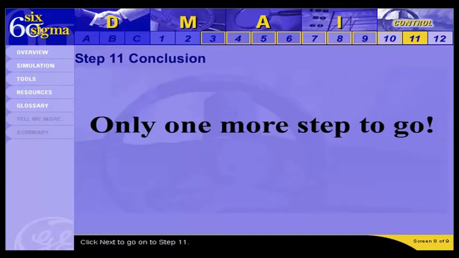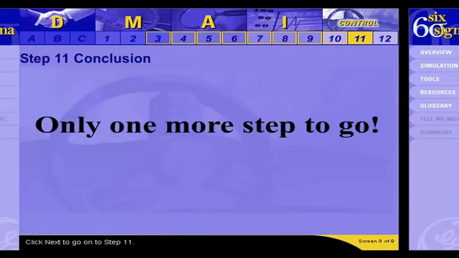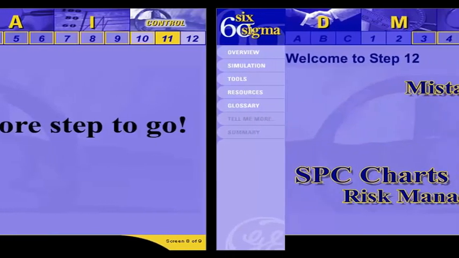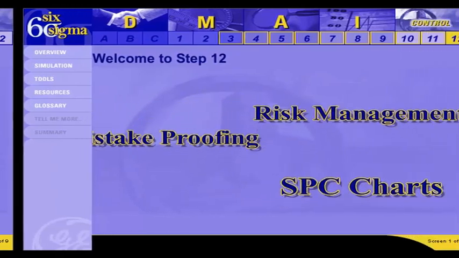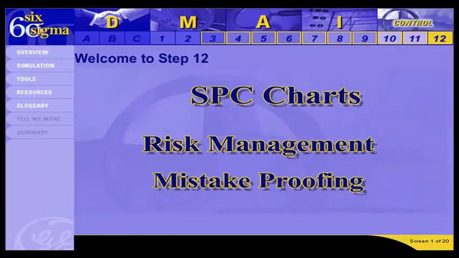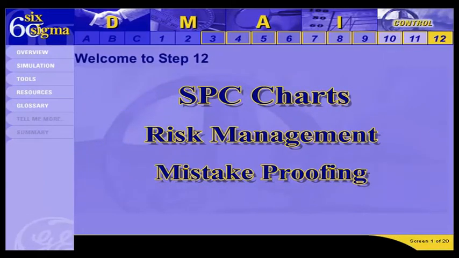We've reached the end of Step 11 and you're almost at the end of DMAIC. Click Next to go on to the final step and decide on the control, and therefore the last step in Six Sigma. Now is the time to make the final decisions on how to control the process in its full implementation and complete the commercial loan sales case. Click Next to begin the final step.